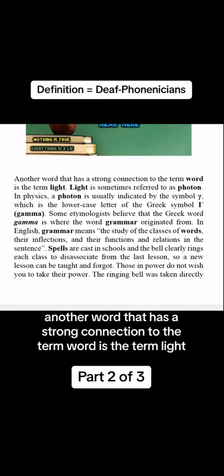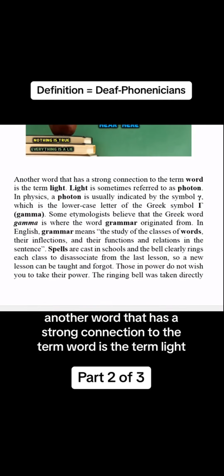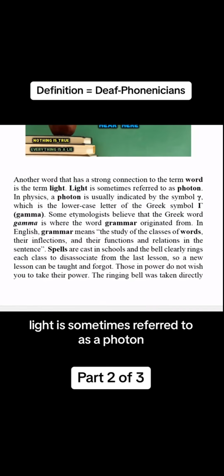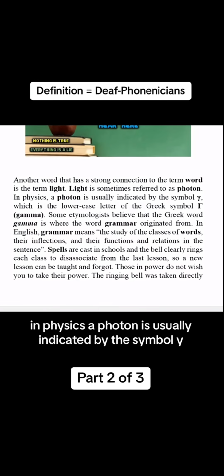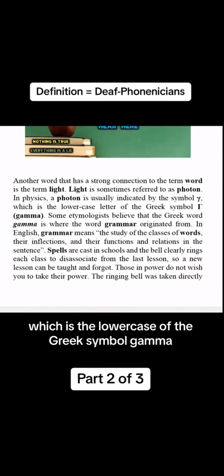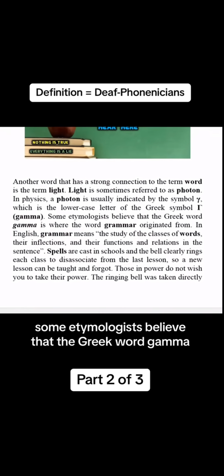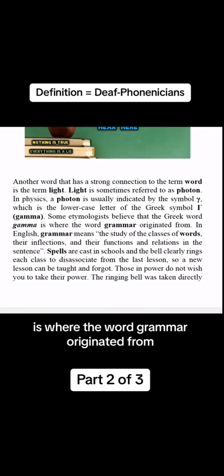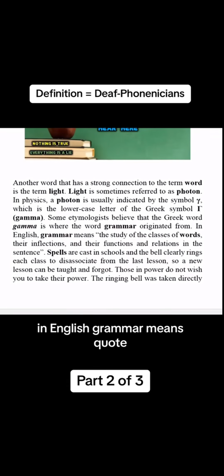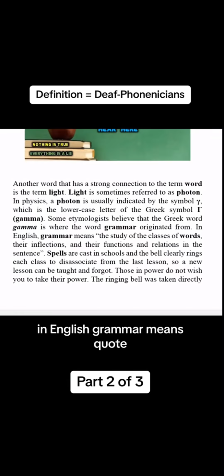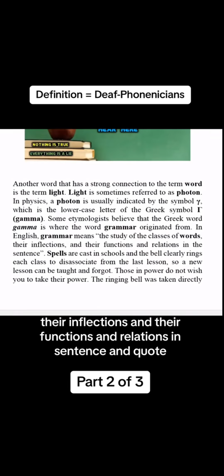All right, another word that has a strong connection to the term word is the term light. Light is sometimes referred to as a photon. In physics, a photon is usually indicated by the symbol Y, which is the lowercase of the Greek symbol gamma. Some etymologists believe that the Greek word gamma is where the word grammar originated from. In English, grammar means, quote, the study of classes of words, their inflections and their functions and relations in sentence, end quote.